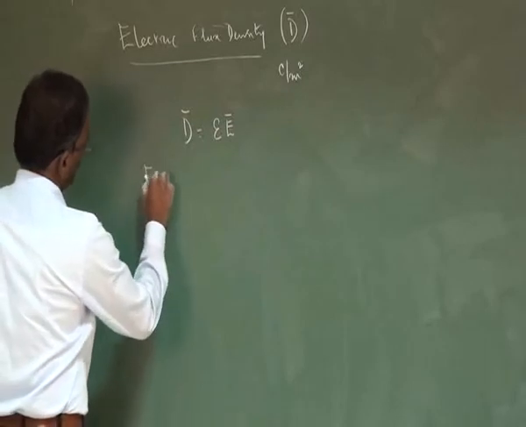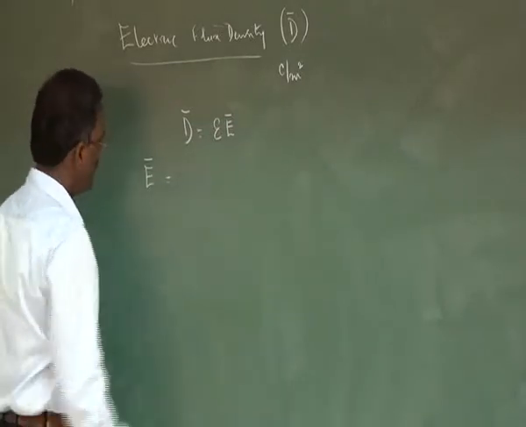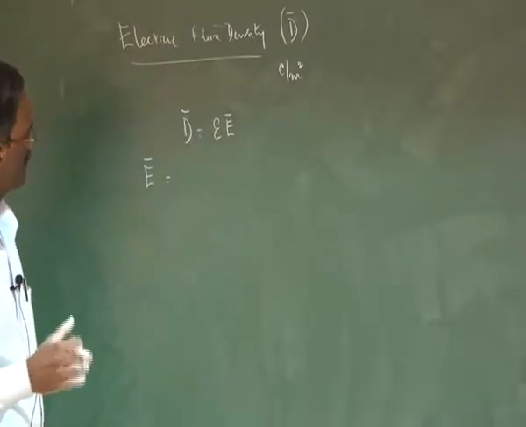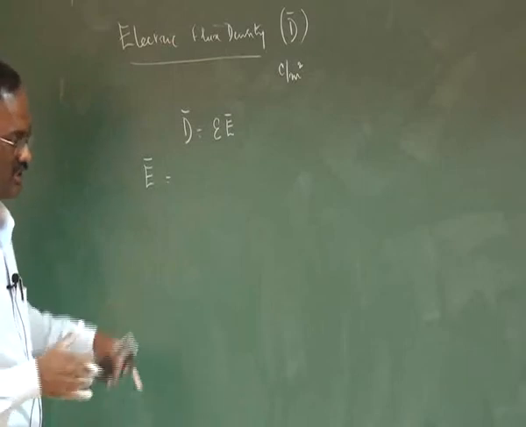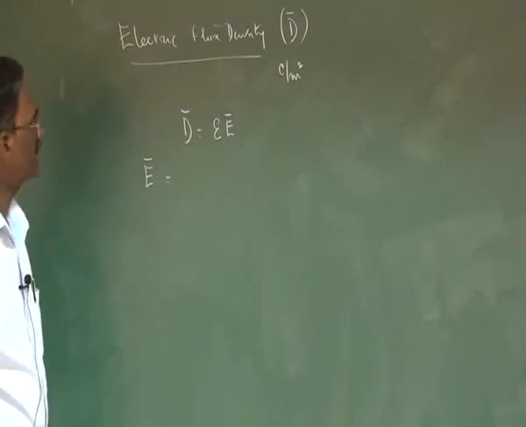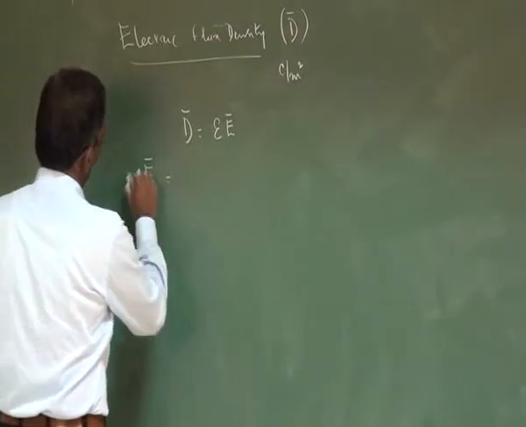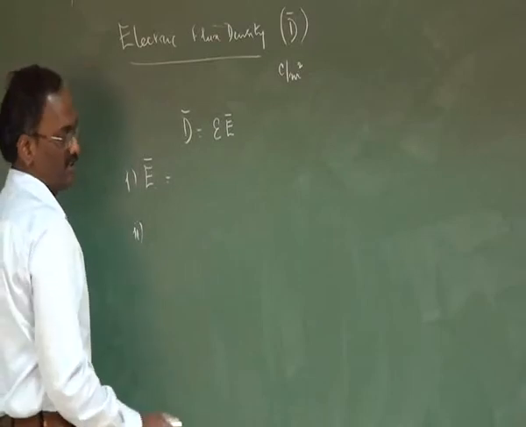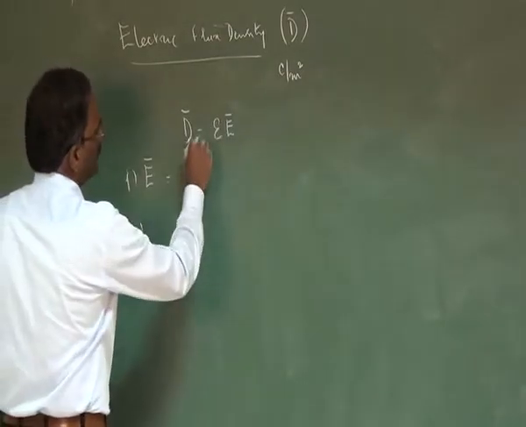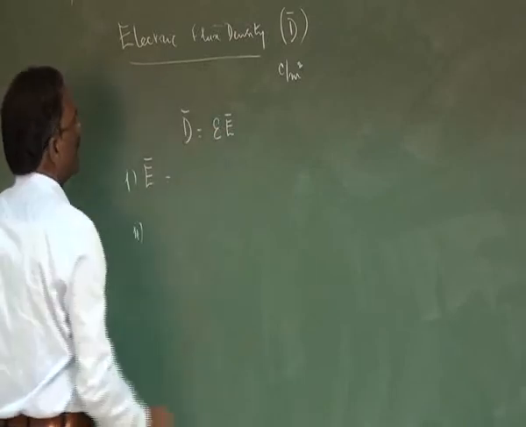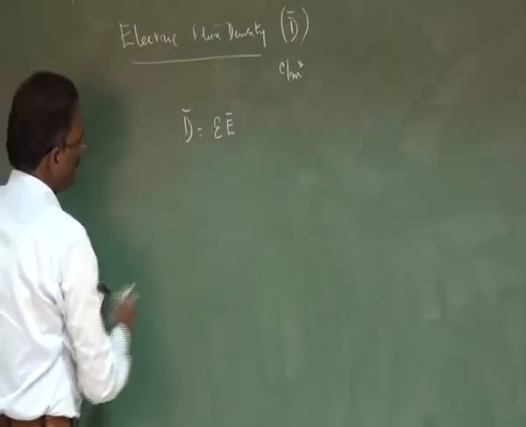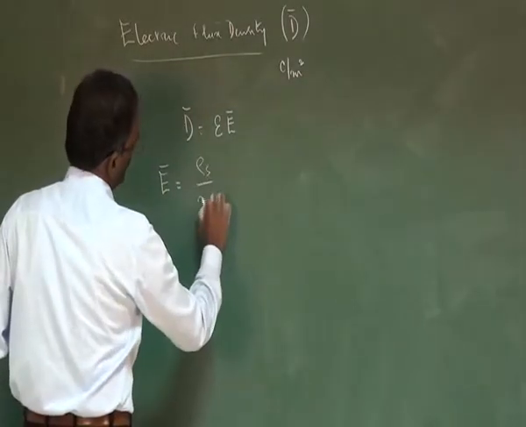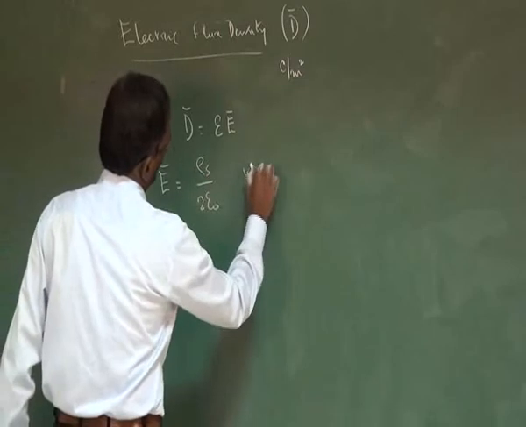So 4 cases we have seen: E bar due to a long straight conductor, E bar due to a circular ring, E bar due to a circular disc, and E bar due to an infinitely long sheet of charge. From the results 1, 2, 3, 4, we have calculated the E values at one particular point. Just multiply by epsilon to get d bar from the results. For example, in the final result for the surface charge density, E is rho s divided by 2 epsilon O volts per meter.